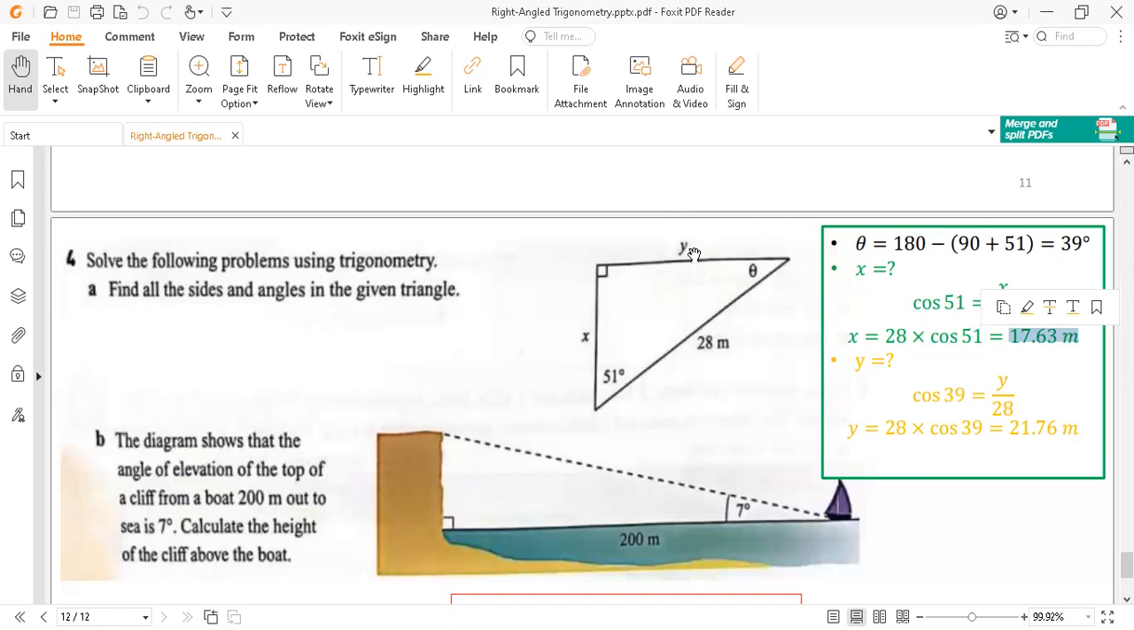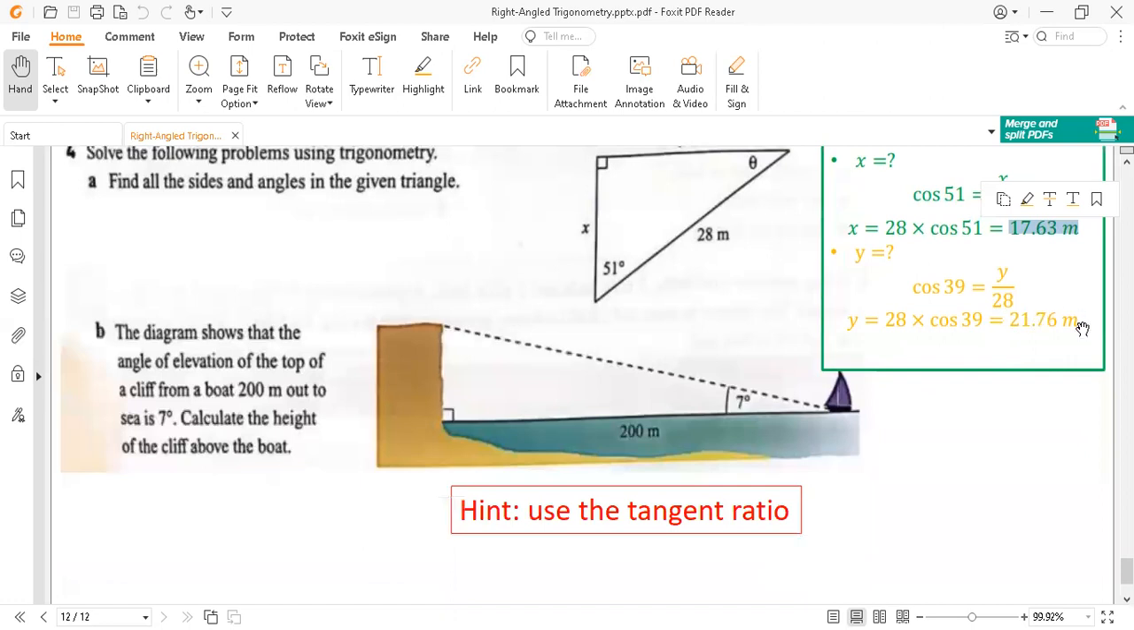For example, we have several methods. So y is the opposite to 51, and we have 28 as the hypotenuse, opposite over hypotenuse, so we can use the sine ratio. Or according to theta, y is the adjacent, and 28 is the hypotenuse, so normally we can also use cosine. So you are free to use any convenient method to find 21.76 meters as the length of y.